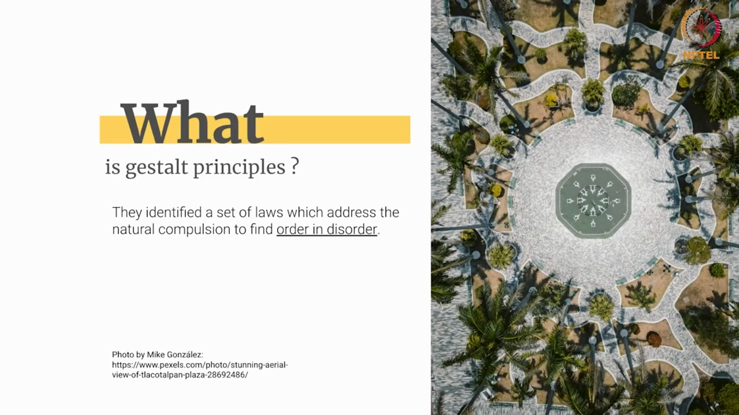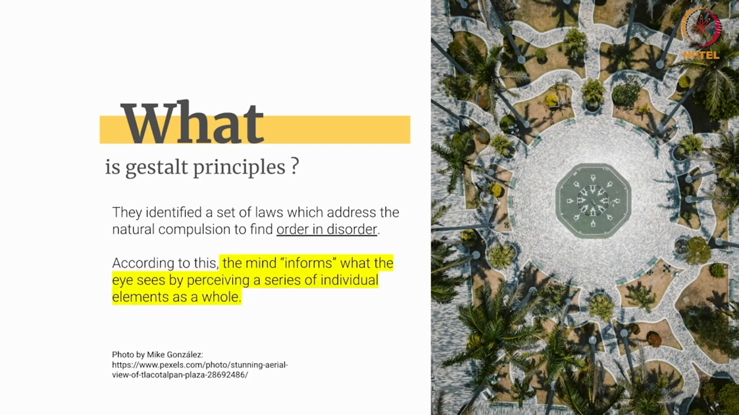They identified a set of laws which address the natural compulsion to find order in disorder. Basically, what they identified is how good we are at creating order. Although the composition, the elements or the environment may be disordered, our brain will try to create meaning out of it such that it makes sense to us. According to this, the mind informs what the eye sees by perceiving a series of individual elements as a whole. This is what we were talking about, right?